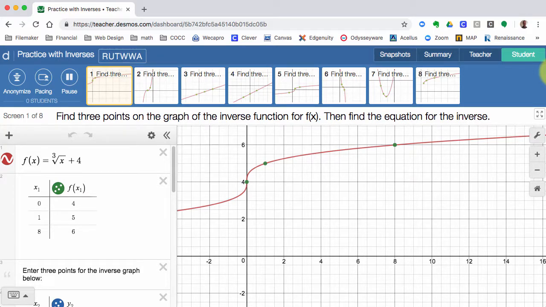Everyone, welcome. This is a video from my Algebra 2A class for the week 12 Desmos activity, practicing with inverses. So this last week, we're going to end the first semester looking at inverse functions. So we've been doing linear functions, quadratic functions, polynomial functions, radical functions. But now we're going to think about this idea of an inverse function.